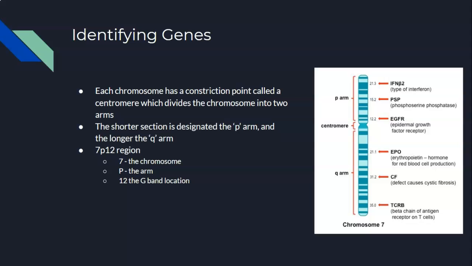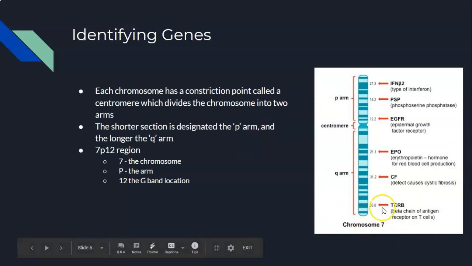So if I were to say 7p12 region of a chromosome, the way that would break down is the first number, 7, is what chromosome you're looking at. P means the arm, it's either going to be P or Q, and then 12 is the location of the gene itself. So you're looking at the G-band location, and you can see that up here.